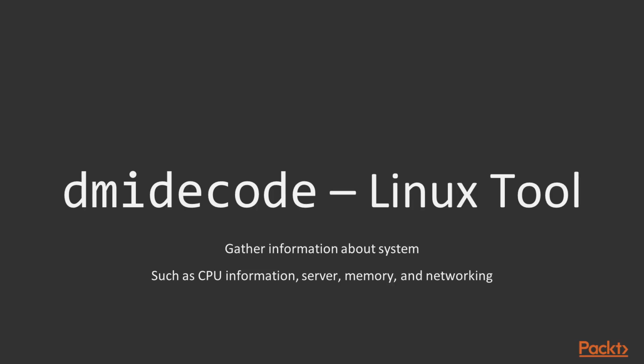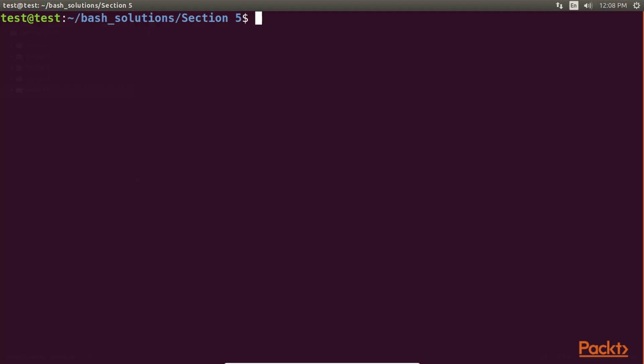In this video, we're going to discuss the DMI Decode Linux tool, which will gather information about the system such as CPU information, server, memory, and networking. We can get details about the Linux distribution that you are working on. These distributions have a release file that you can locate in the etc folder. Now open a terminal and enter this command to get the information regarding the Linux distribution we are working on.